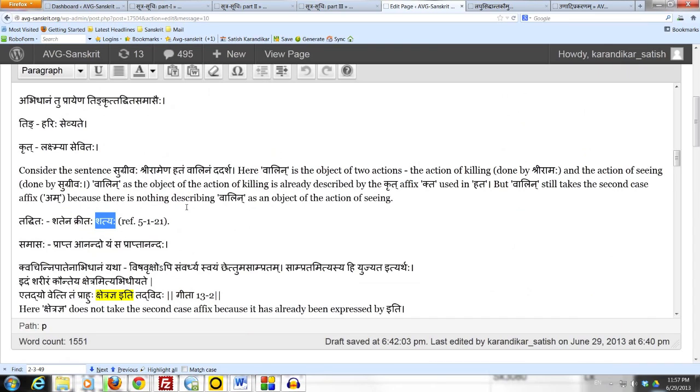It defaults back to the prathama vibhakti in the sense of pratipadika matre. So shatya, which is qualifying ashva, takes the prathama vibhakti.